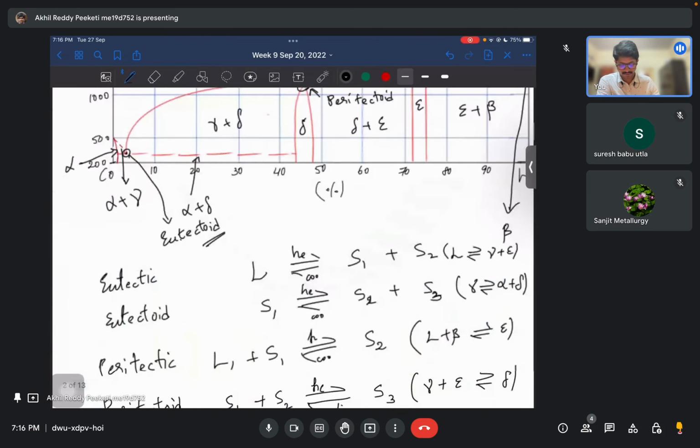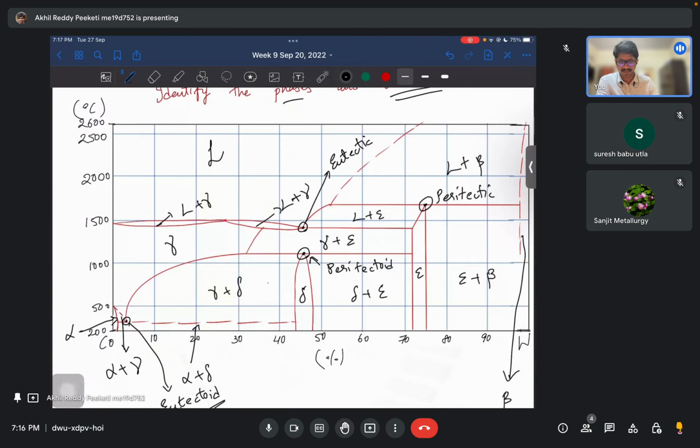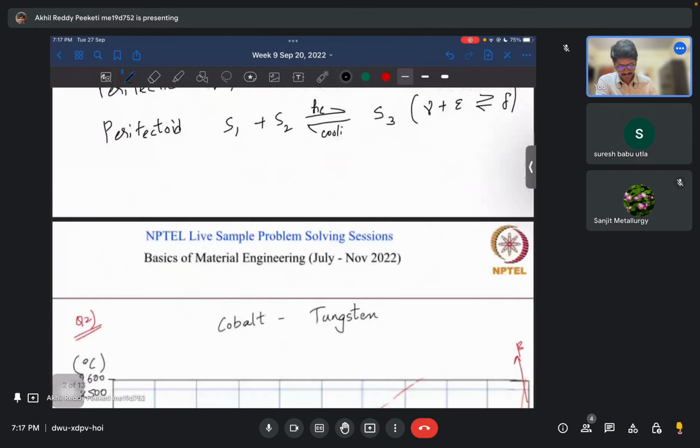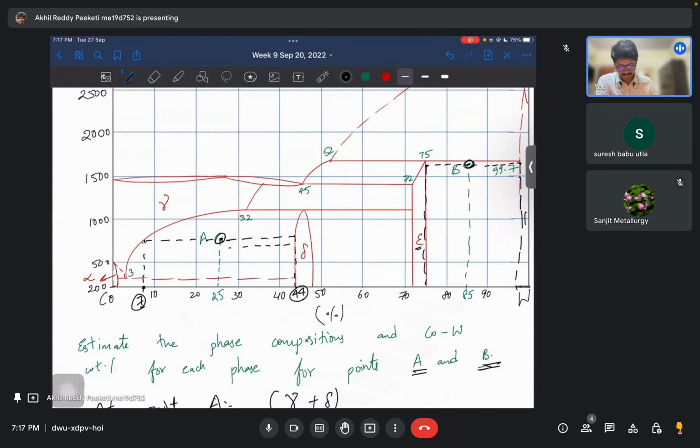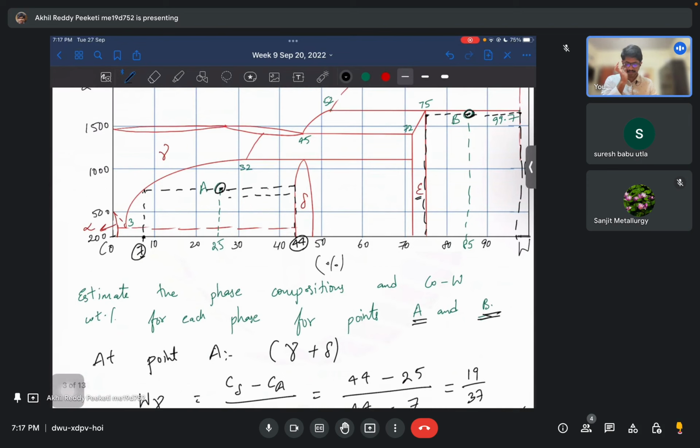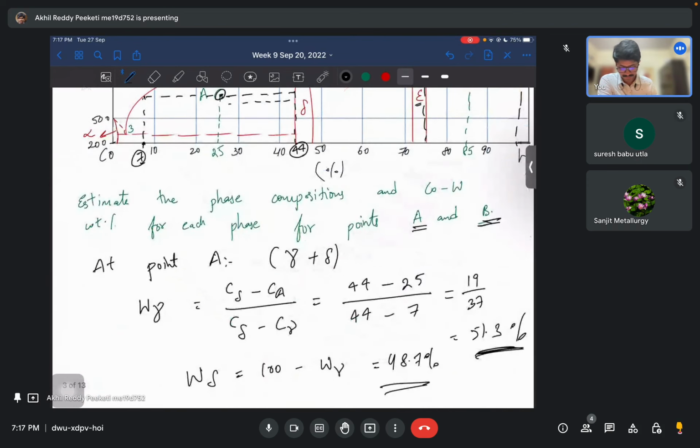So Suresh, we have also discussed from their graph how you can identify the phases and all. So I think you can check the video later to get that. So this is how you can get the compositions using the lever principle.